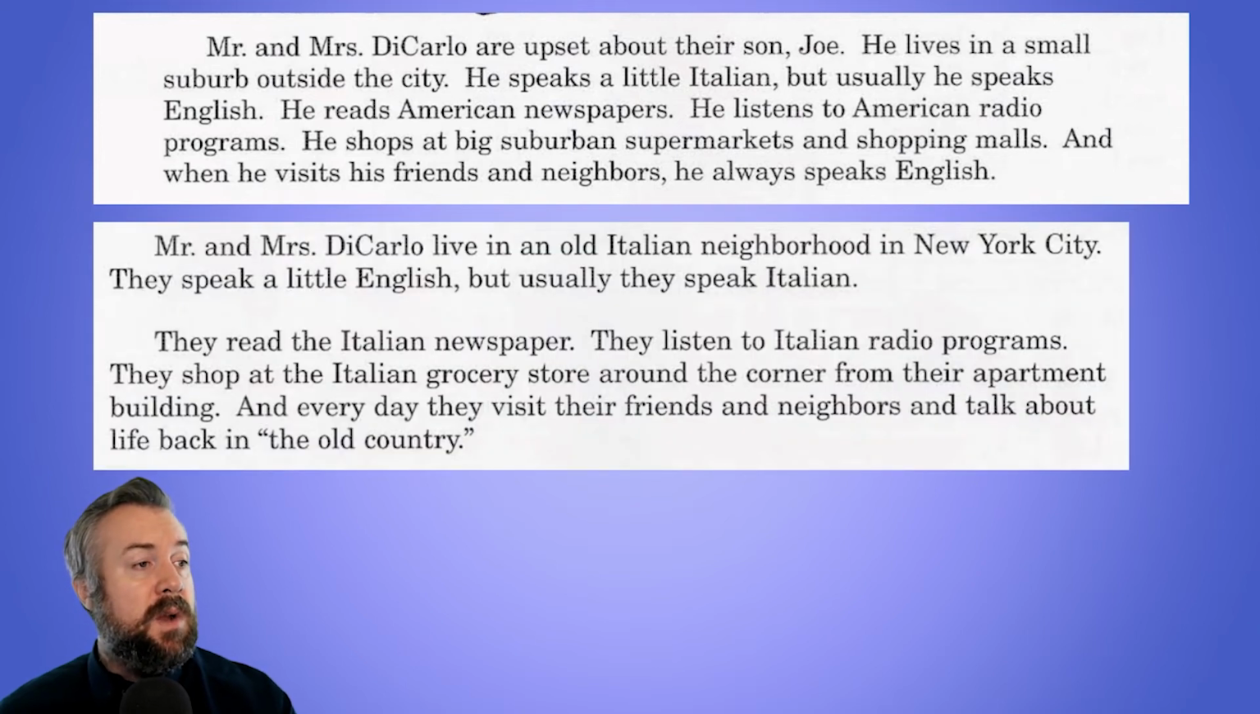Mr. and Mrs. Dicarlo live in an old Italian neighborhood in New York City. They speak a little English, but usually they speak Italian. They read the Italian newspaper. They listen to Italian radio programs. They shop at the Italian grocery store around the corner from their apartment building. And every day they visit their friends and neighbors and talk about life back in the old country.